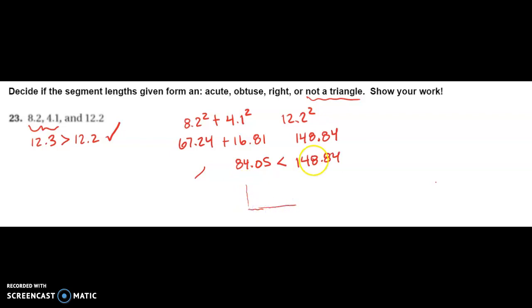Here my c squared is much bigger, so in order to make the c squared bigger, I've got to lengthen it this way, which then forms an obtuse triangle or an obtuse angle right there. So this triangle is obtuse, and it's obtuse since a squared plus b squared is less than c squared.